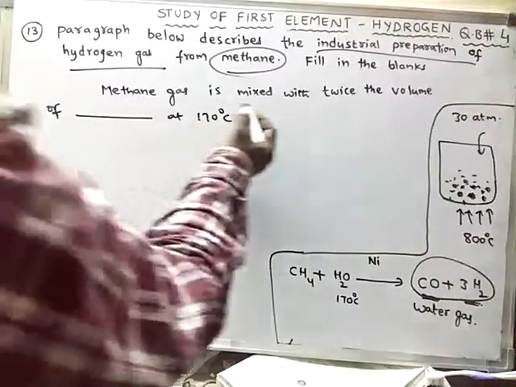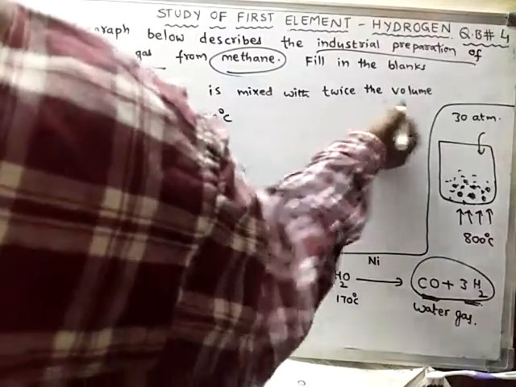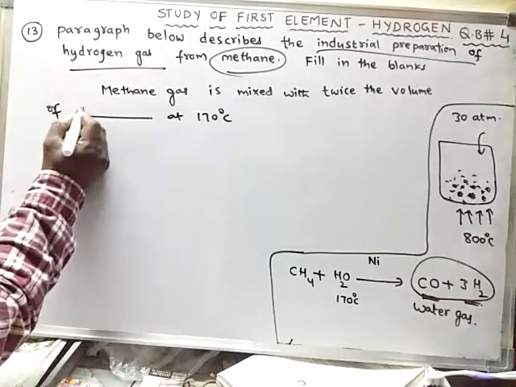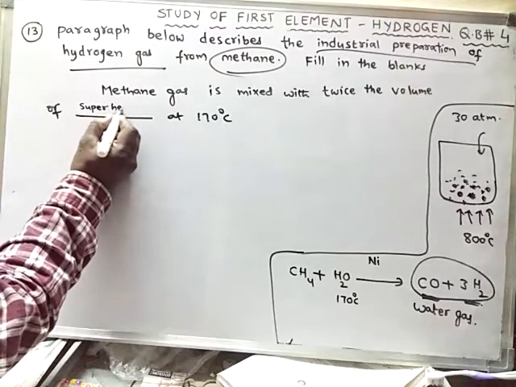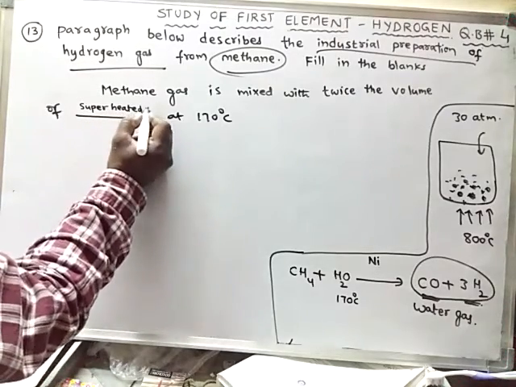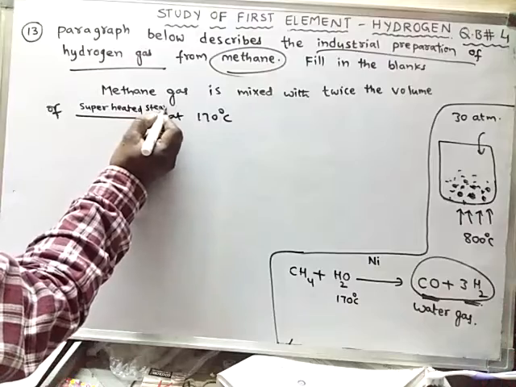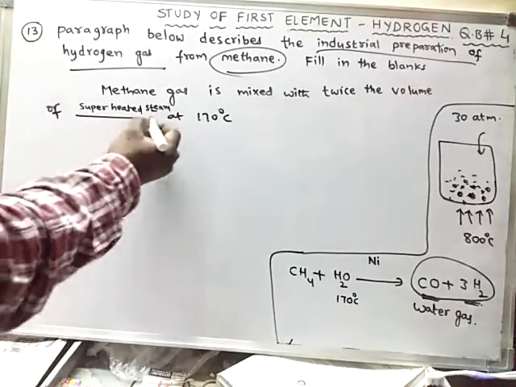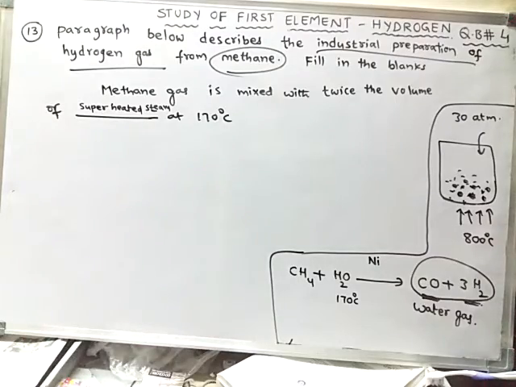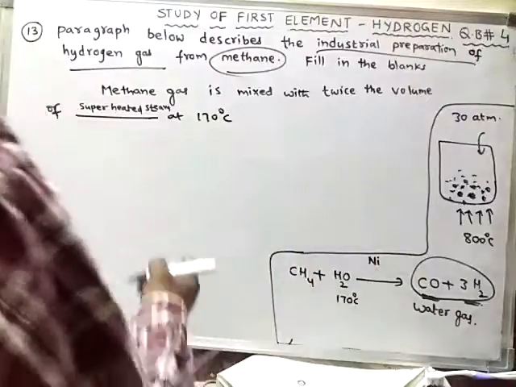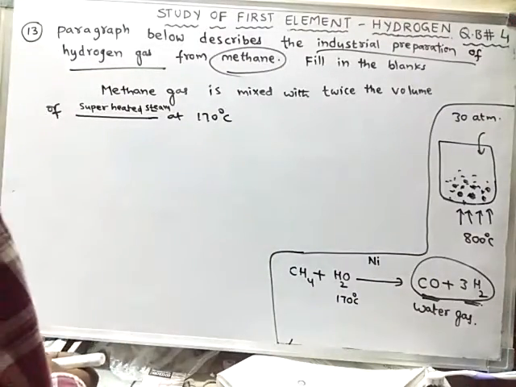So methane gas is mixed with what? Twice the volume of superheated steam. So we have to fill this blank with superheated steam at 170 degrees centigrade. Okay, the paragraph is not finished, so it will continue like this.